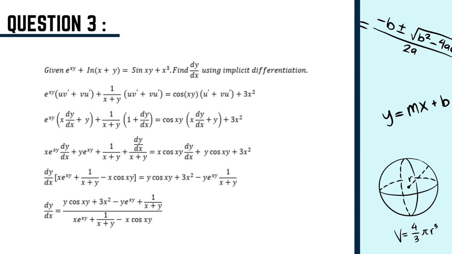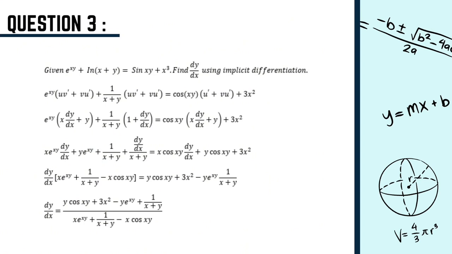Today I will explain how to find the derivative of y with respect to x using implicit differentiation. First, we are given an equation involving both x and y. The equation is exponential of x times y plus the natural logarithm of x plus y equals sine of x times y plus x cubed. We are asked to find the derivative of y with respect to x using implicit differentiation.